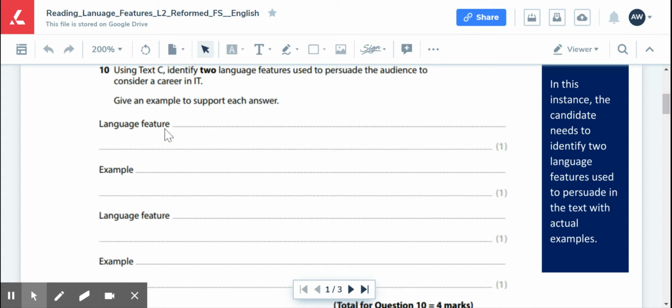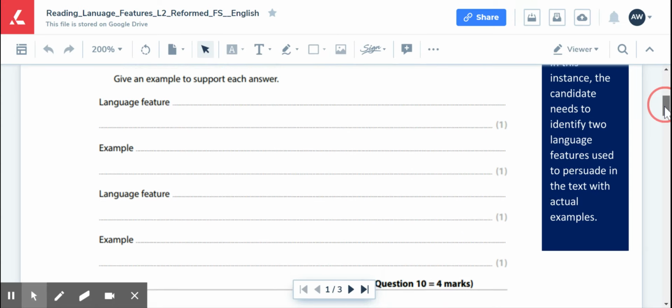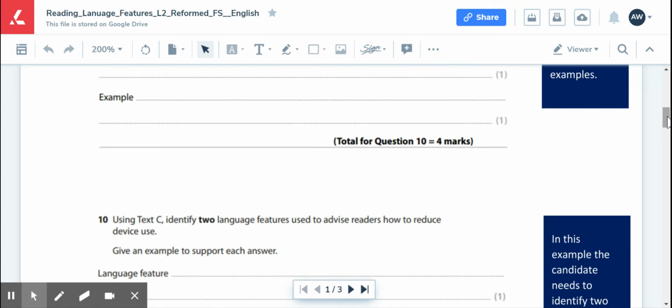Now, we're getting on to the actual language features. You need to clearly identify from the text what your language feature is. So, for example, it might be direct address. You just simply put direct address. You don't need a long answer. And then here you need to give a clear example, but this example must relate to the feature. Okay, there's no use having an example from the text which doesn't relate to the language feature that you've chosen. And then similarly, you do the same thing here, and the total is worth 4 marks.